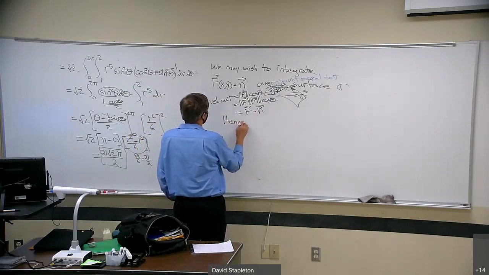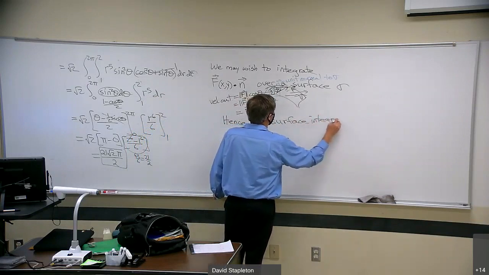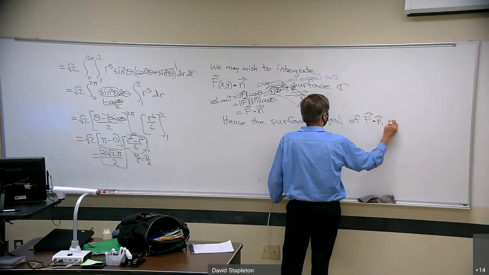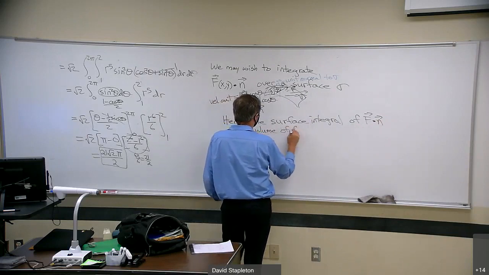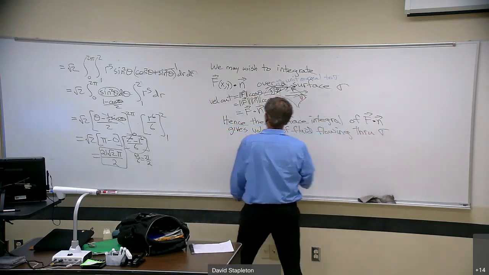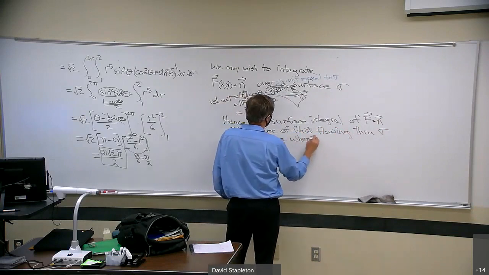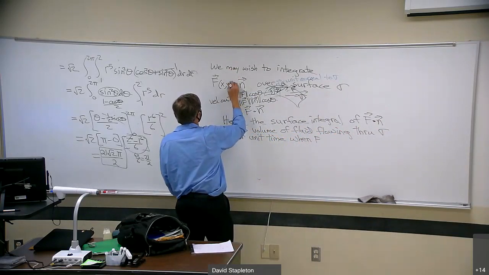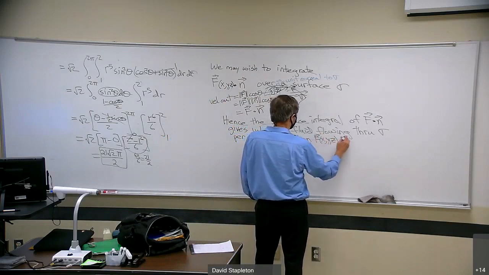So hence, the surface integral of F dot n gives the volume of fluid flowing through the surface, through sigma, per unit time, when F of x, y, z is the velocity. I put F of x, y, but it can be a function of z also.